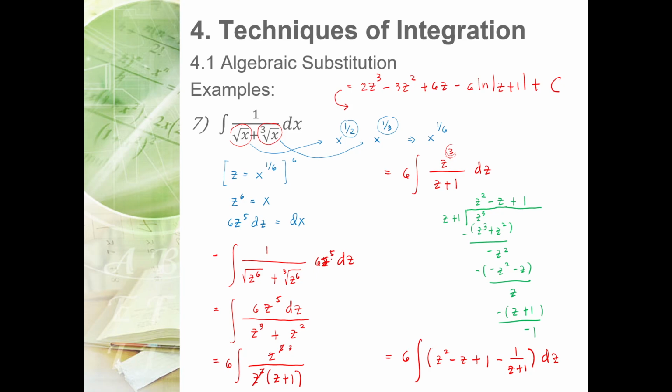Okay, so questions for the last example? Okay, so I guess you don't have any questions. So probably after lunch, I'm going to post the assignment.